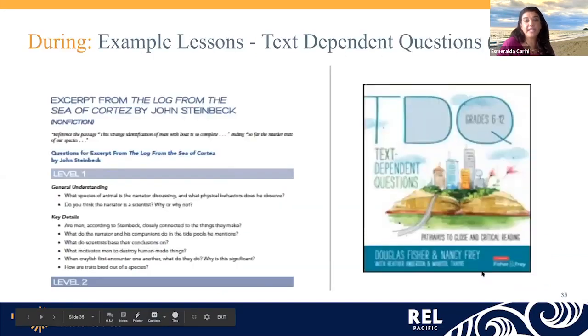I don't know if there's questions. I can't see the chat room.